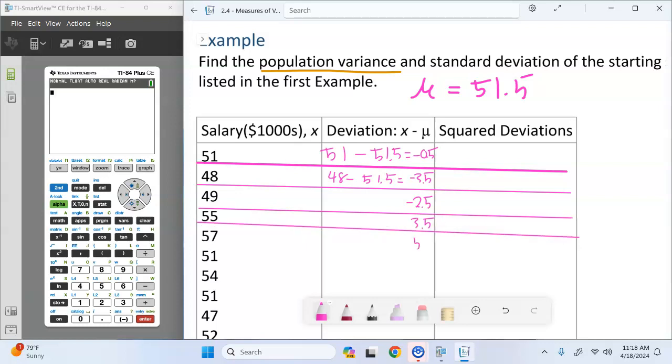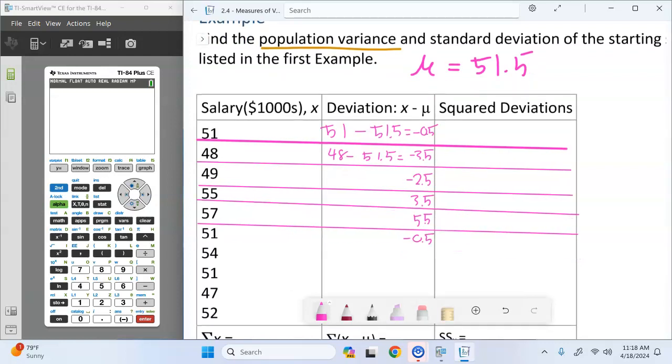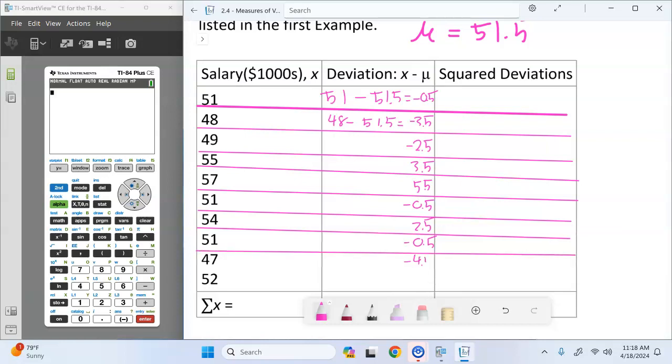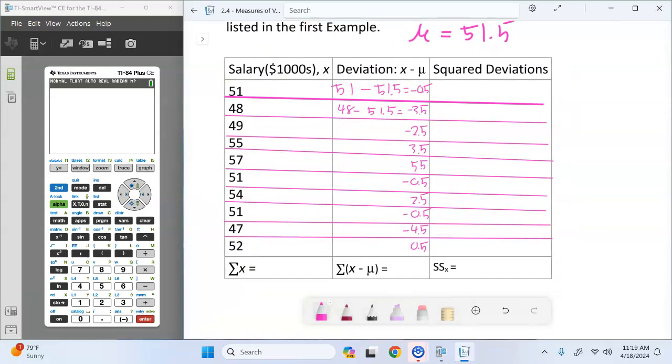57. 51. 54. 47. And 52. So all of our deviations: 51 is 0.5 below the mean. 48 is 3.5 below the mean. 49 is 2.5 below the mean. 55 is 3.5 above the mean. 57 is 5.5 above the mean.